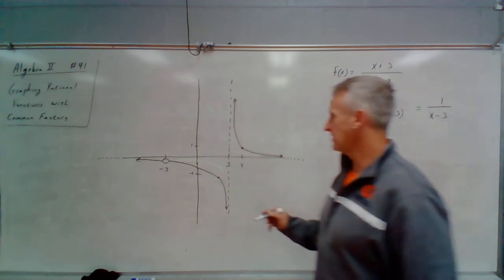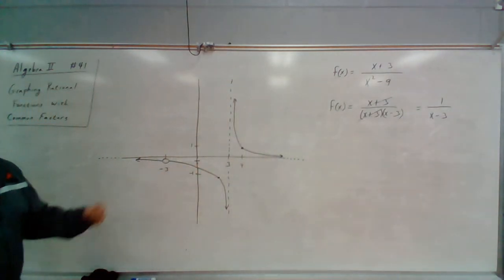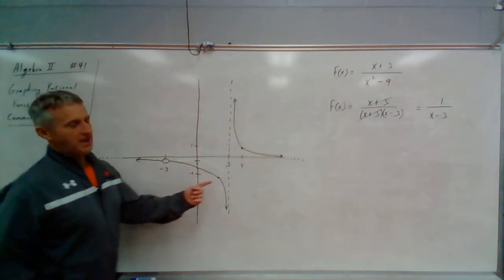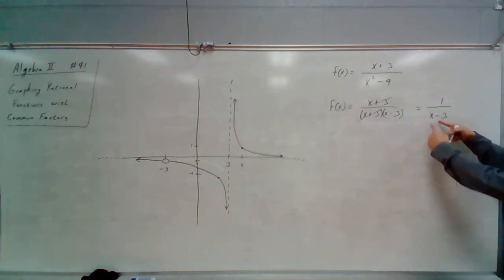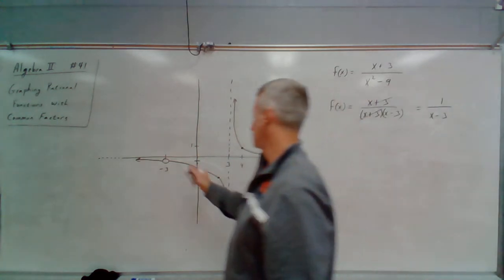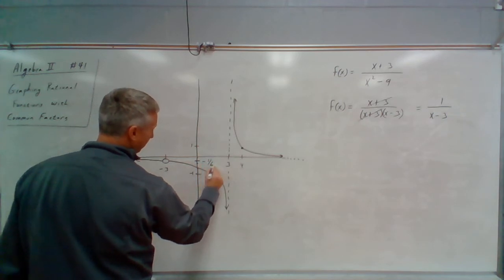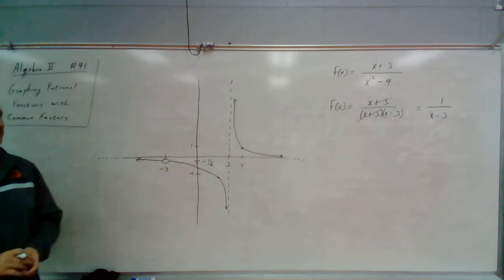All right, let's say we want to know the y value of this hole. Okay, so to do that, I can't plug negative 3 into this one because it would be undefined. That's why the hole's there, but I can plug it into this. If I put negative 3 in here, I get negative 3 minus 3, that's negative 6. So this hole is right here at negative 1/6. So at negative 3, negative 1/6, I have a hole in the graph.